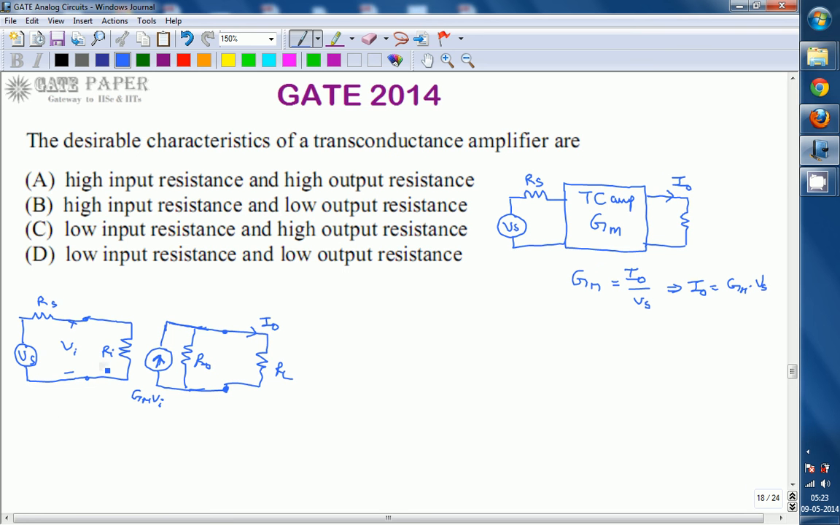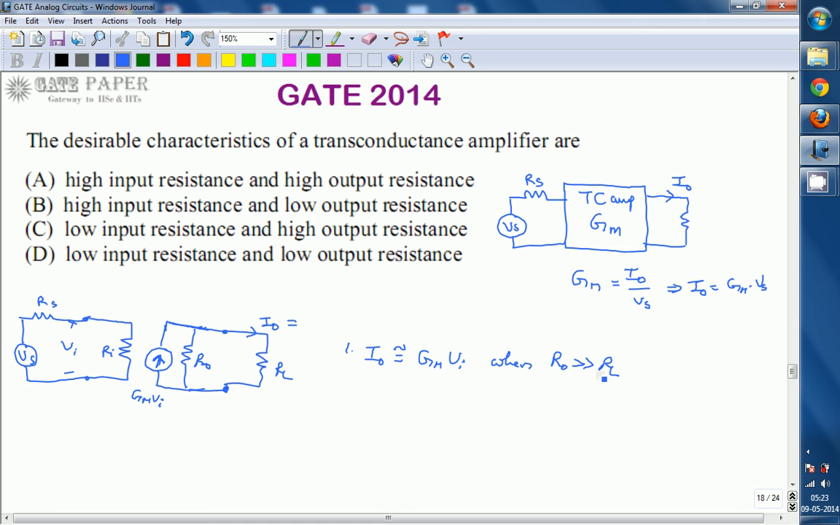For that, what must the internal characteristics be? Look at this side. Our important quantity is I0, the current flowing through RL. I0 can be written using the current division rule. The entire current GM times Vi flows into R0 as well as RL. But if I0 has to equal GM times Vi, the total current has to go through RL and no current should go through R0. So I0 equals GM times Vi when R0 is very large compared to RL.